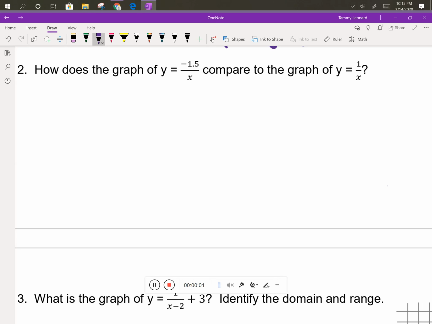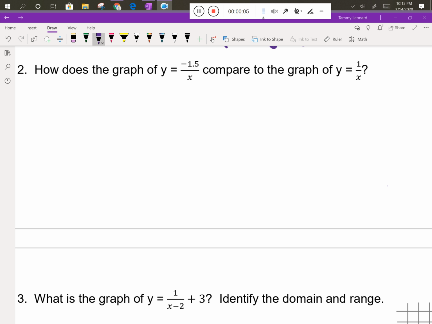In example 2, we're not actually being asked to make a graph, even though we are being asked to compare them. So really we're being asked to use what we've known from previous units to describe how these are going to be similar and different from one another. Notice the only difference between them is that numerator value. So that's the A value.